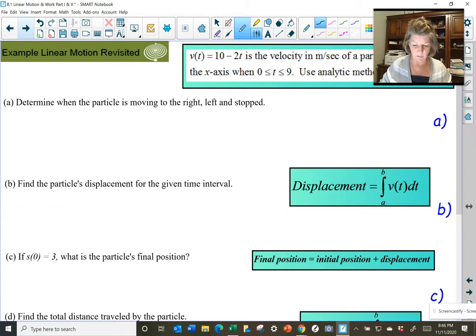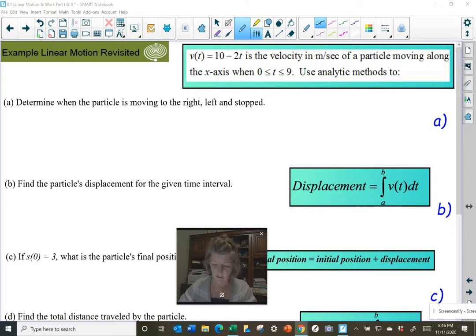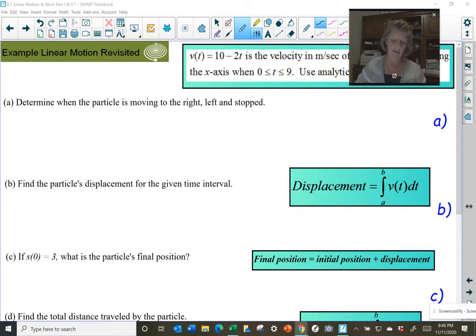Let's look at this first one. It says velocity equals 10 minus 2t is the velocity in meters per second of a particle moving along the x-axis when t is between 0 and 9. Use analytical methods to determine when the particle is moving to the right, when it's left, and when it's stopped.